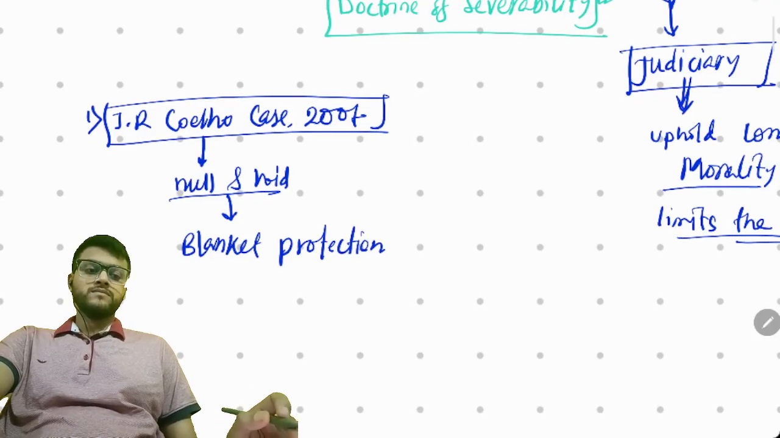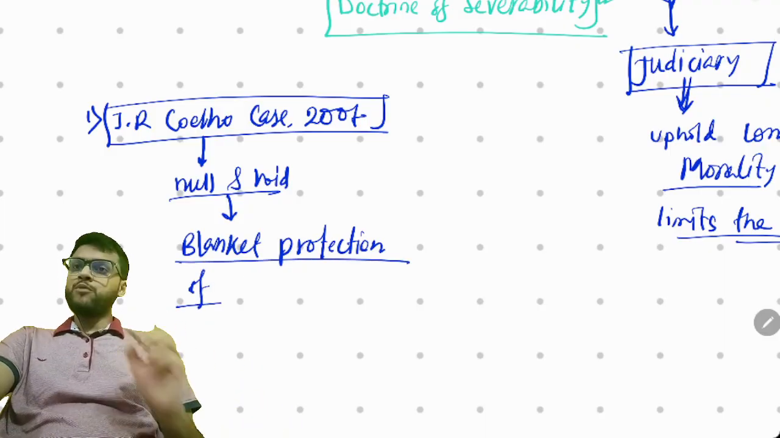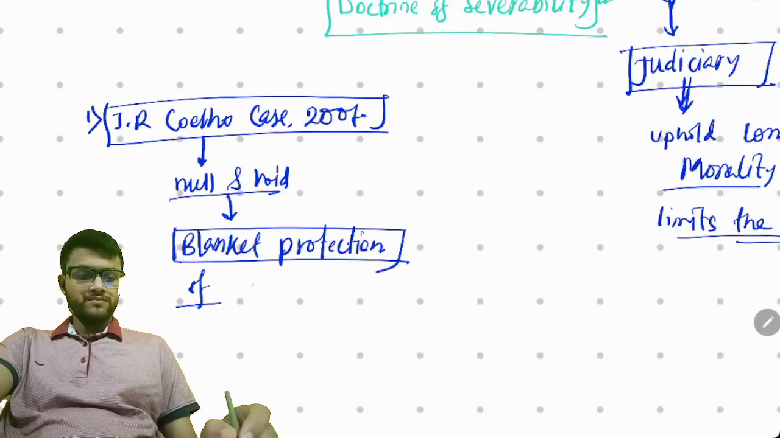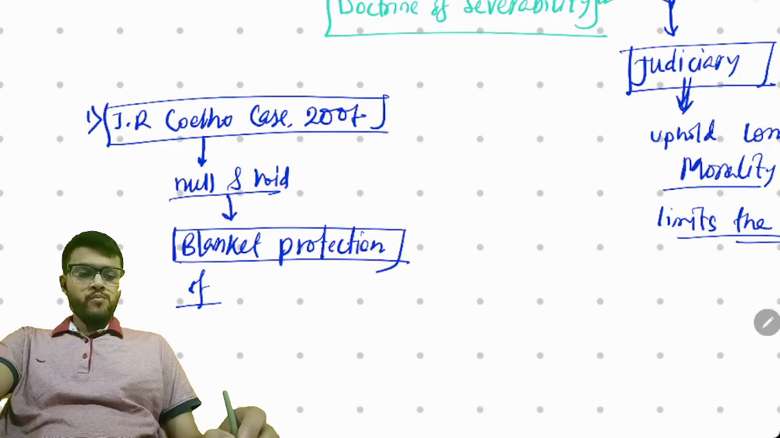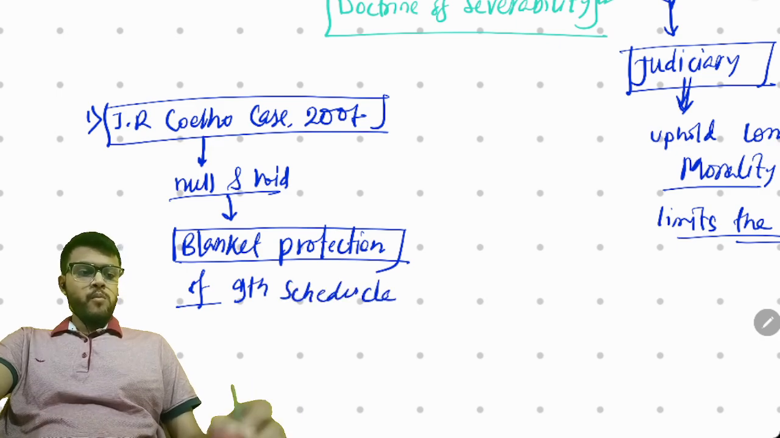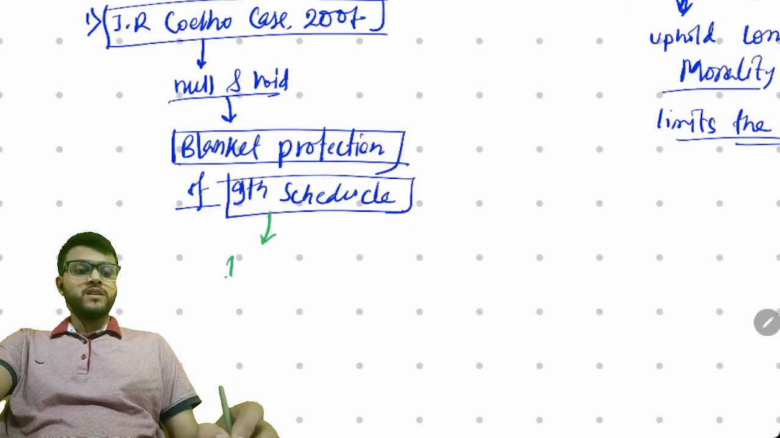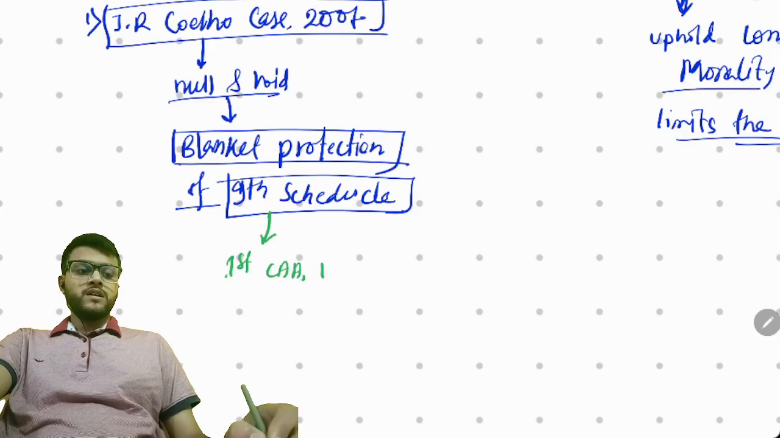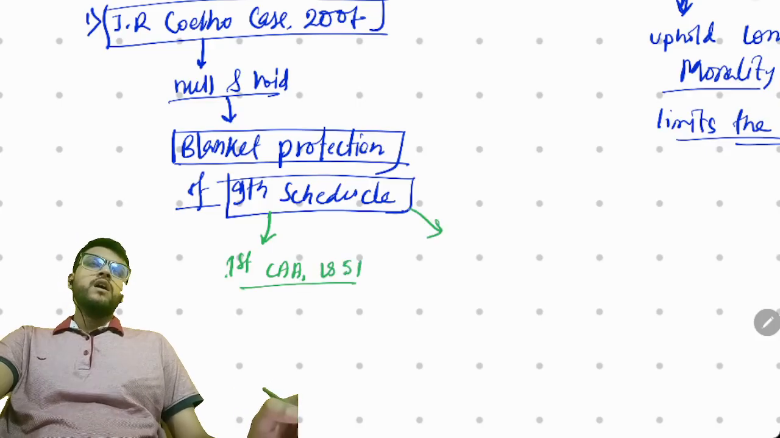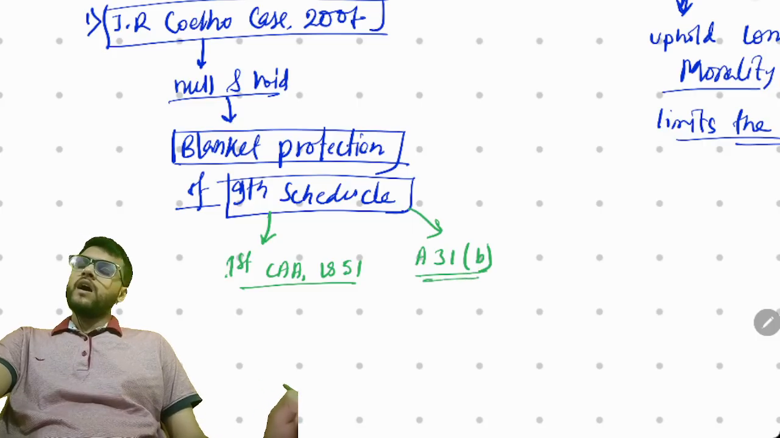Blanket protections of what? Ninth schedule. The ninth schedule was added by which amendment act? First constitutional amendment act 1951. In which provision of the constitution? Article 31B.